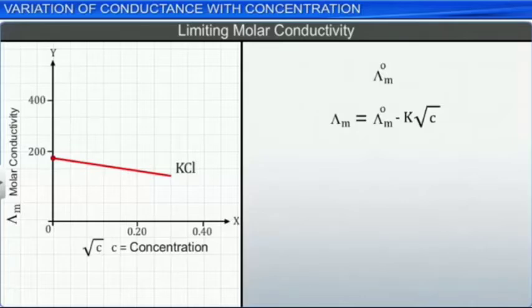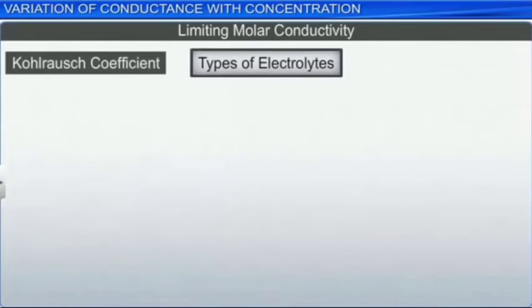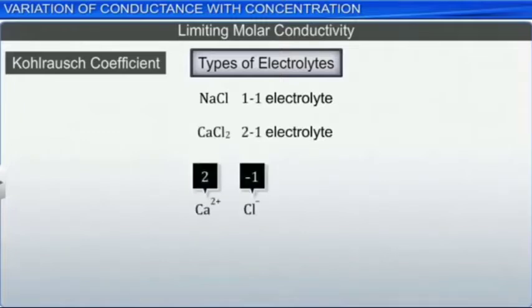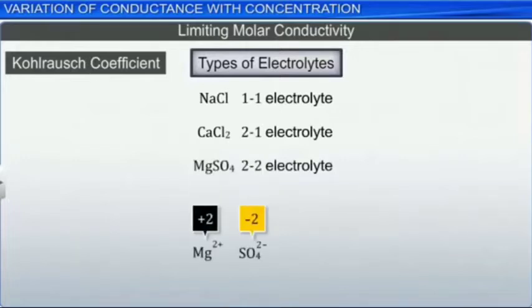You can classify electrolytes by the charges formed. For example, NaCl is considered to be a 1,1 electrolyte, since the sodium ion is +1 and the chloride ion is -1. Using similar reasoning, you can classify calcium chloride as a 2,1 electrolyte. Magnesium sulfate is a 2,2 electrolyte. All electrolytes of a particular type have the same Kohl-Rosch coefficient.